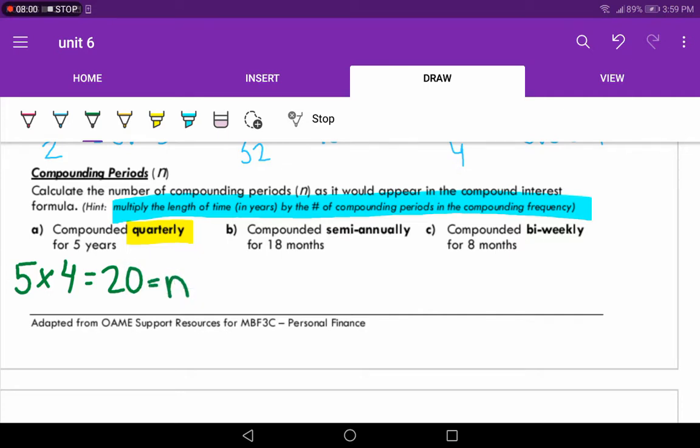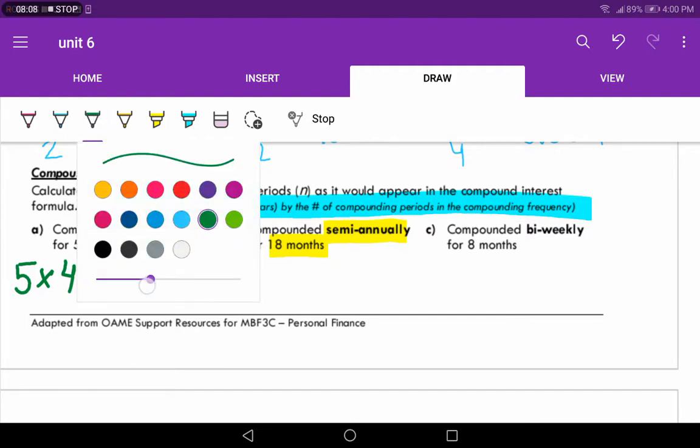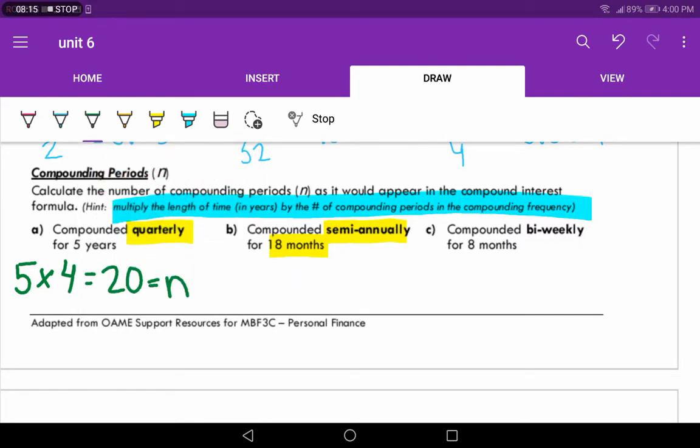Okay? The next one, we see it's semi-annually for 18 months. Just like we did before, we need to make sure that we're in terms of years. So we have to first figure out how many years is 18 months. You should remember to do that, we divide by 12. That's from the very first note. So 18 months is 1.5 years. Now that we know that, we have to multiply it by the number of compounding periods. Semi-annually means twice a year, so we're going to multiply by 2. That means that 3 is my N value.